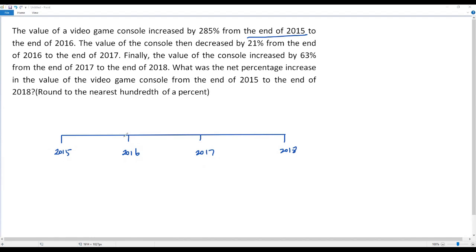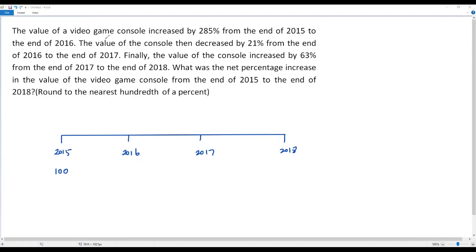Since the starting period is the end of 2015, let me assume the value of the video game console is 100. Whenever we solve this kind of percentage problem with an unknown quantity, usually we assume 100 as the unknown quantity, so it will be easier for us to solve. So I assume 100 as the value of the video game console at the end of 2015. Now let's consider this information.